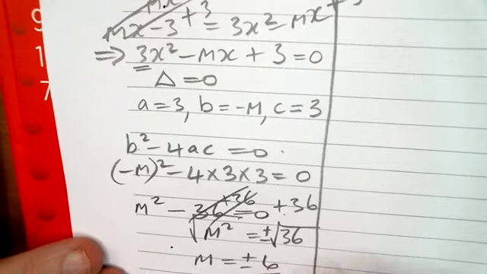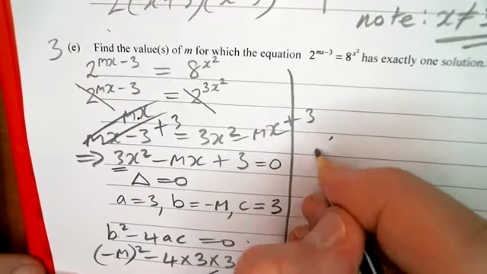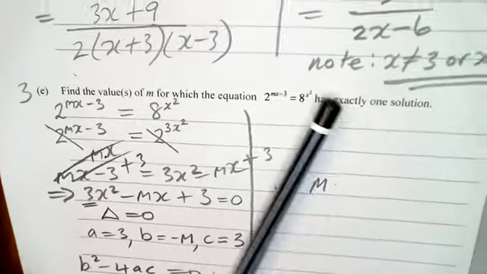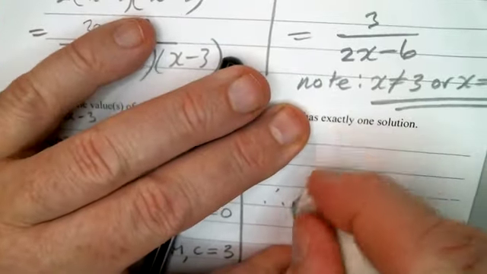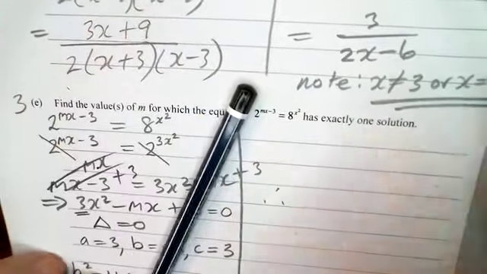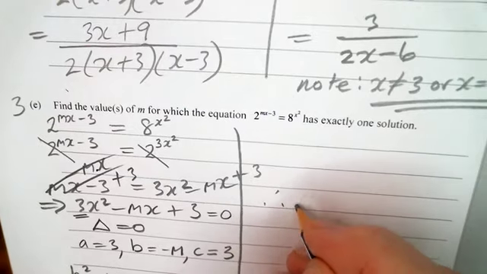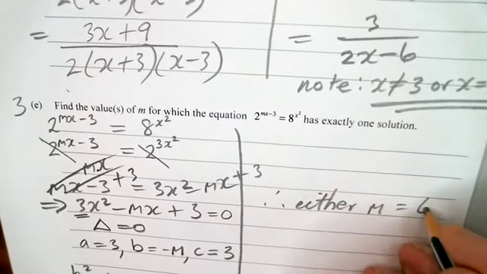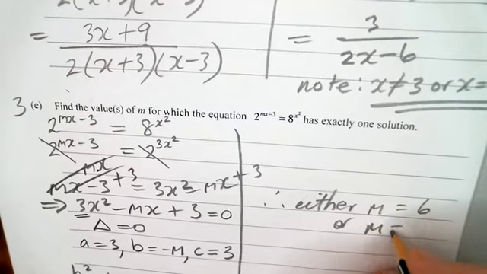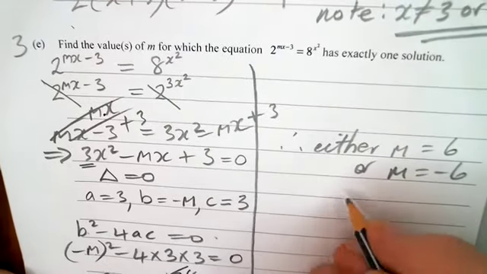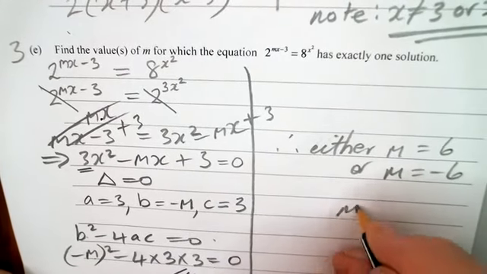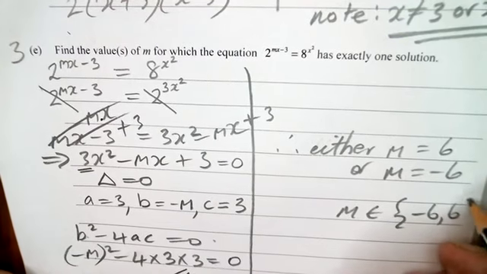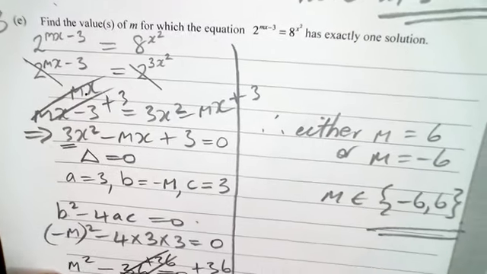So you probably want to write, therefore, m, so in fact, we write either. I like writing either or, actually. This is old school. Either m equals 6 or m equals negative 6. Or if you want to be very professional, you could say m is an element of the set of negative 6, comma 6. And that would give you a lot of brownie points.